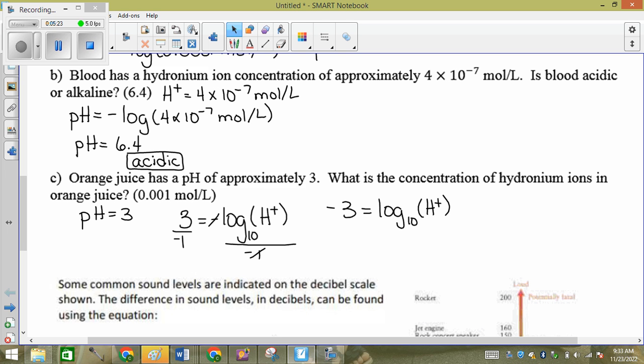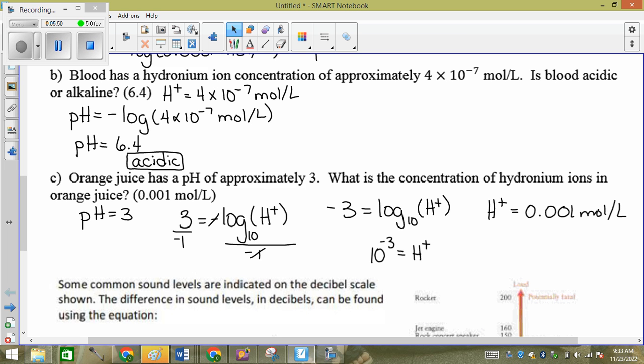So now that we have log by itself, we have the base of the log times the base of our exponent. So it's 10 to the negative 3 equals h plus. H plus equals 0.001. Okay, so that's your pH.